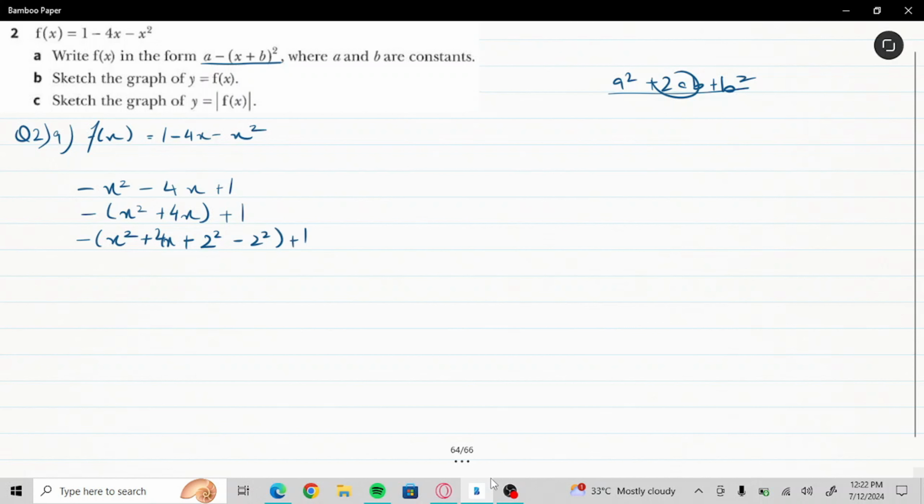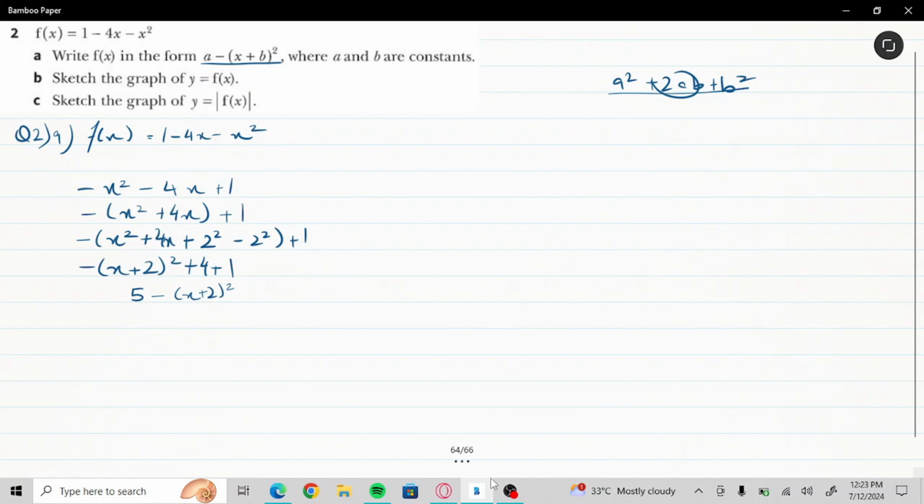Again, we need this x squared plus 4x plus 2 squared part, not this negative 2 squared right now. So negative (x plus b, which is 2) whole squared, minus 2 squared is negative 4. Negative 4 multiplied with the negative symbol so that it can be independent of this bracket and can move freely out of it. So negative 4 multiplied by negative becomes positive 4 plus 1. That equals 5 minus (x plus 2) whole squared, and that's our answer.